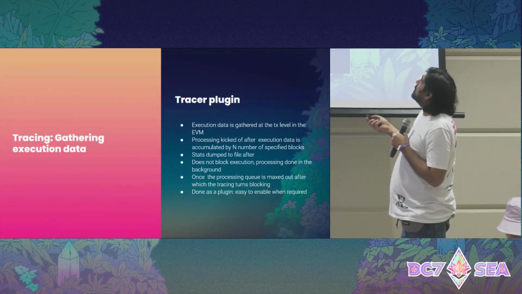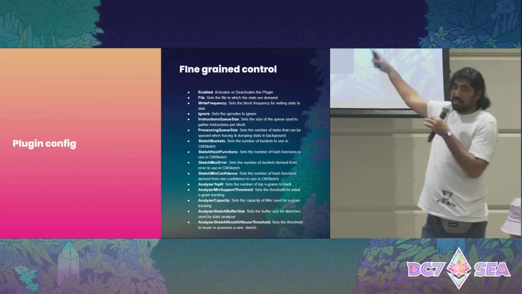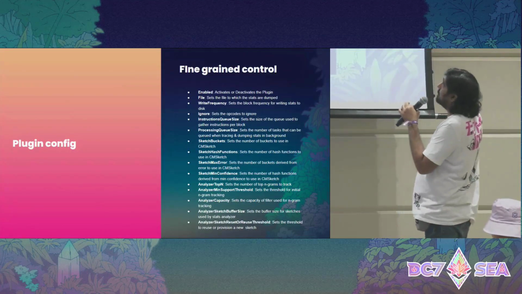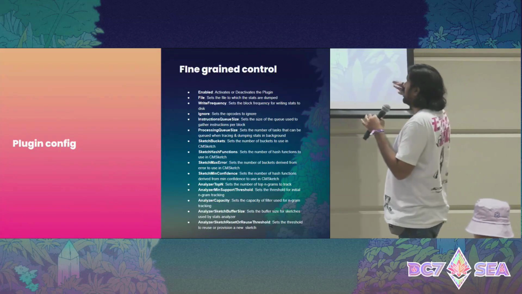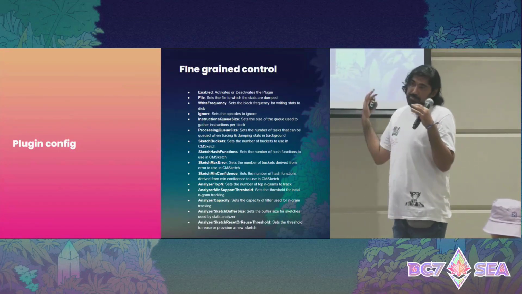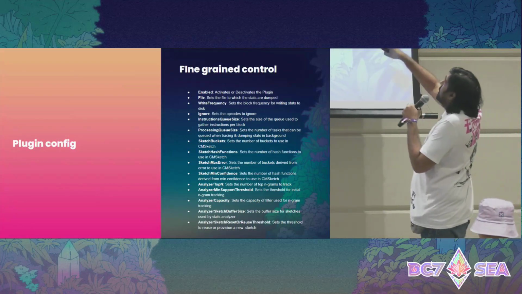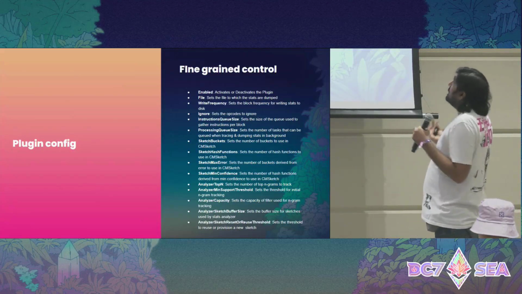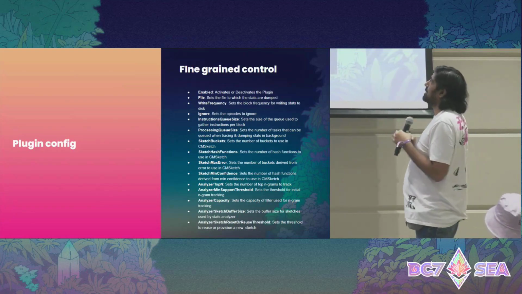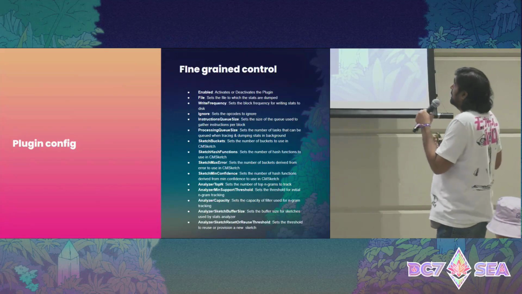To give an idea of the configuration, this is the config that you can set. You have the file to write to. The write frequency is how many blocks you want to write this to. The ignore set is where you can ignore things like jump destination, which is not really useful for analysis. You have an instruction queue size, the size of the queue used to gather instructions per block, because that can increase as time goes, so you want that to be configurable.